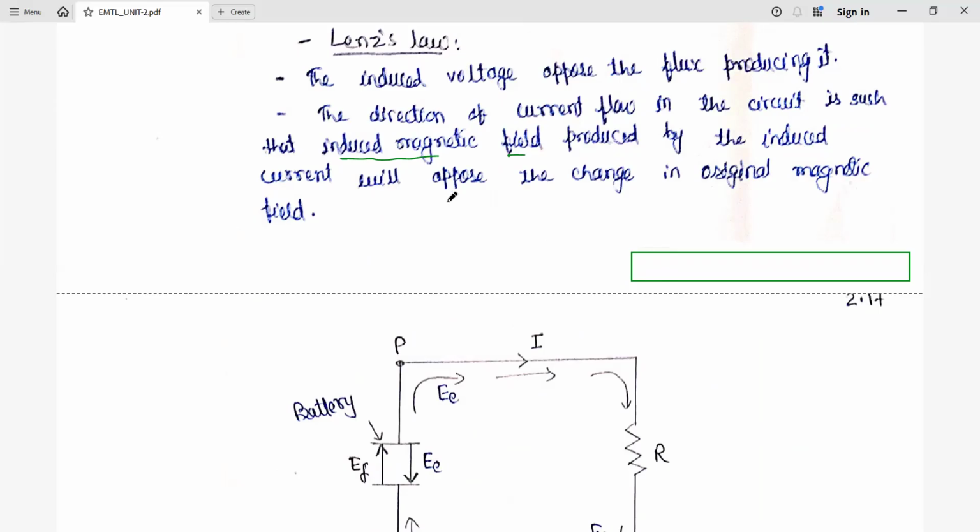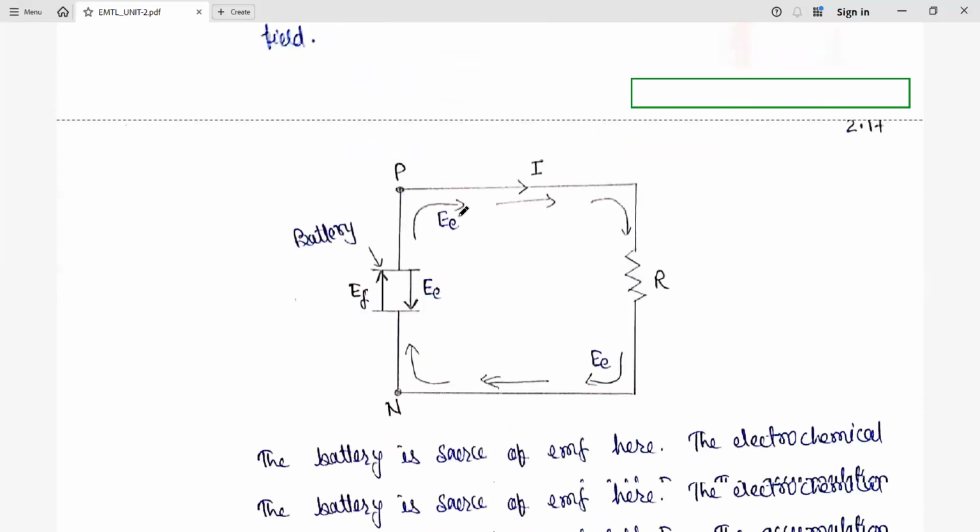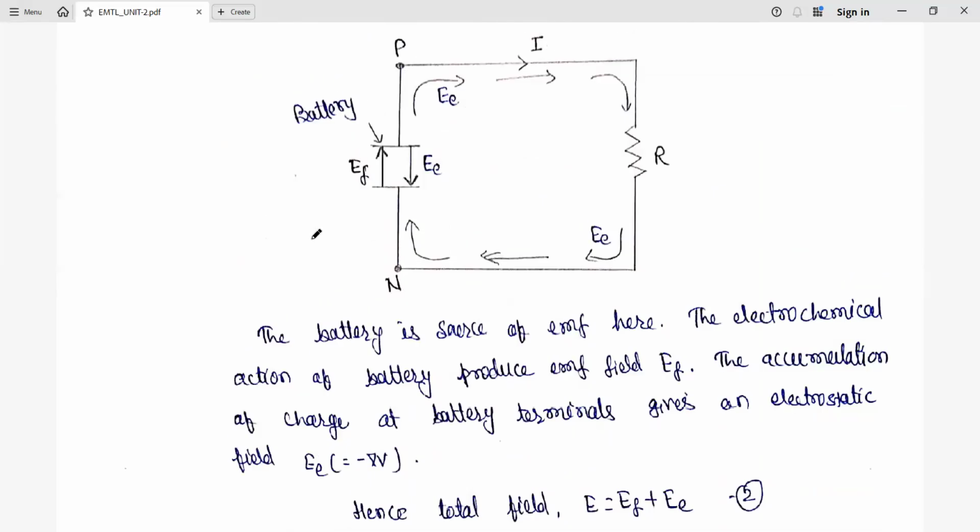So current is being induced and that current itself is trying to oppose the original magnetic field. So now here for that we have taken one small circuit. If you see, this portion represents the battery. So inside the battery we have E_F, that is, the battery is going to produce this EMF, and E_E is due to the electrostatic field. So finally, E_F is available only inside the battery and E_E is available outside in the wire also.